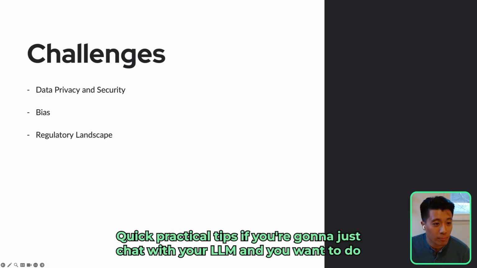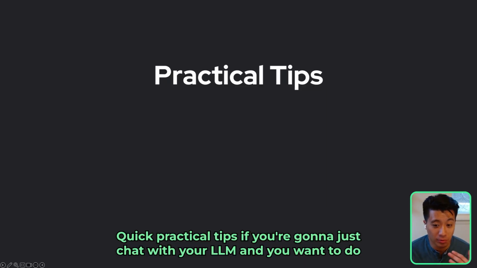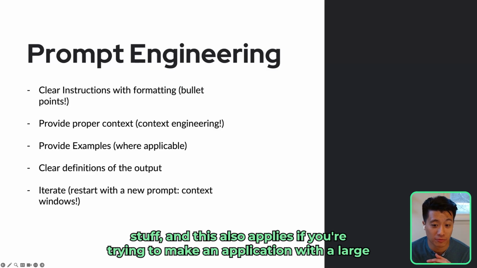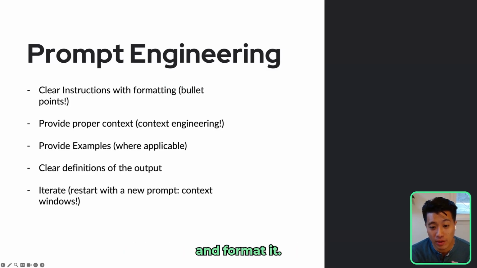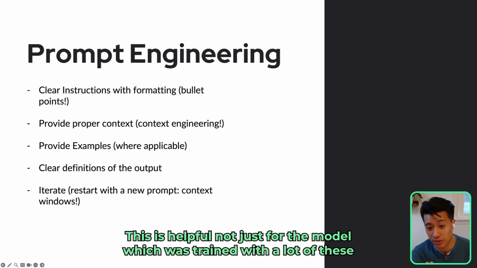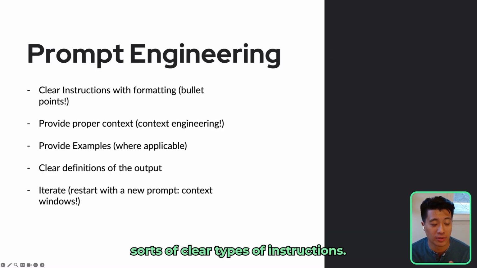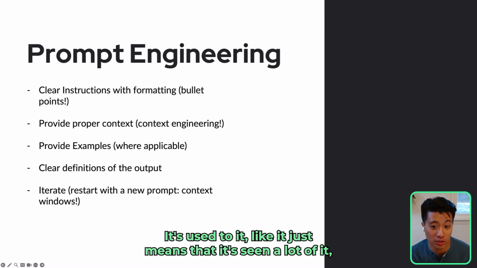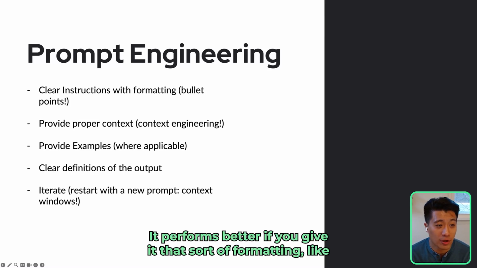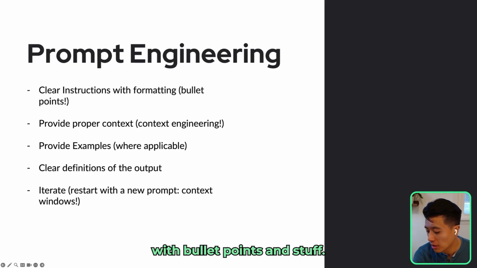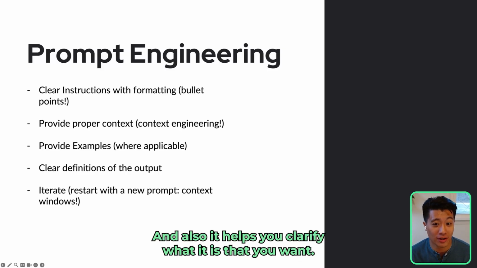Quick practical tips. If you're going to just chat with your LLM and you want to do stuff, and this also applies if you're trying to make an application with a large language model: give clear instructions and format it. This is helpful not just for the model, which was trained with a lot of these sorts of clear instructions. It's sort of used to it. It's part of the training data. It performs better if you give it that sort of formatting, like with bullet points and stuff. And also, it helps you clarify what it is that you want.